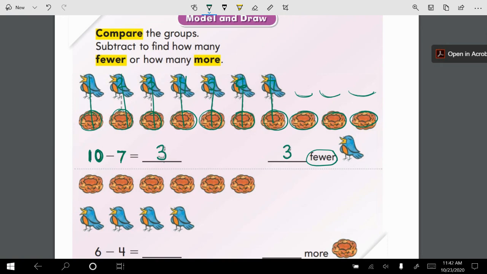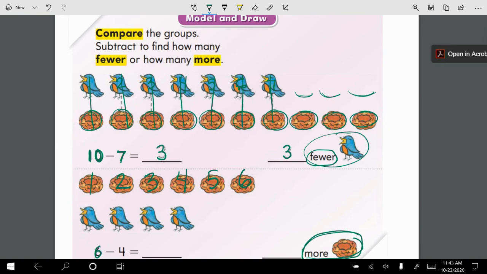Remember, we're comparing, we're subtracting. Let's look over here at the nest. It says more nests. Up here said fewer birds. Down here, more nests. So instead of how many fewer, we're looking at how many more. Now, let's count our nests. 1, 2, 3, 4, 5, 6.